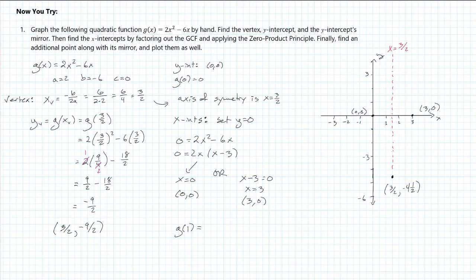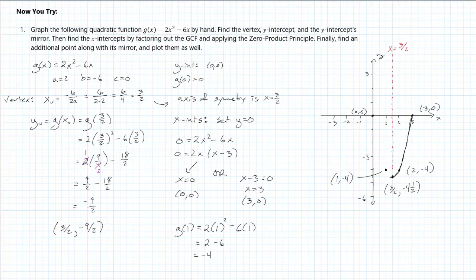I might do another one just to get a little more detail. So g of 1 equals 2 times 1 squared minus 6 times 1. And this is going to be 2 minus 6 equals negative 4. So I can draw that point in. And then its mirror point is going to be just right on the other side of that axis of symmetry at (2, -4). So I can draw in our parabola, at least to these x-intercepts.